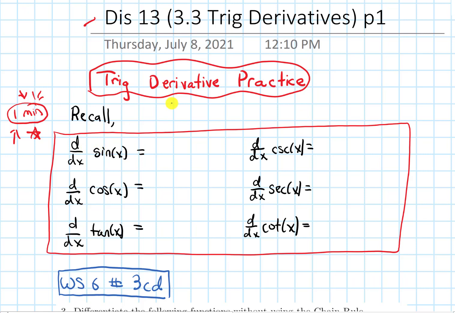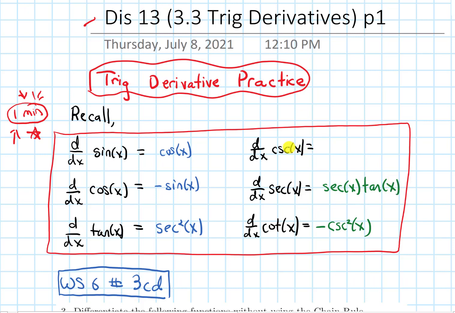Alright, derivative of sine x is cosine x. Derivative of cosine is negative sine x. Derivative of tangent is secant squared x. For cotangent, it's kind of similar to the derivative of tangent. It's similar in that it's a cosecant squared, and I put a negative in front of it. Okay, derivative of secant is secant x tangent x.